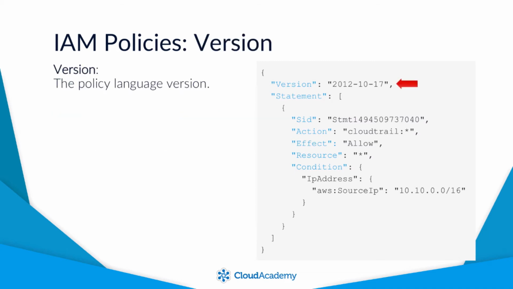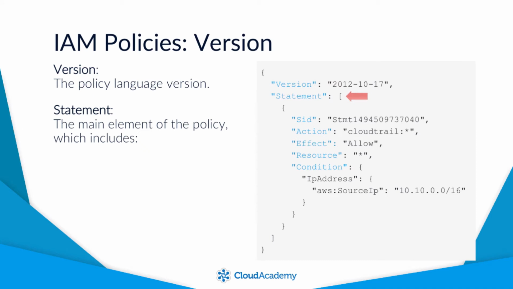The version. This specifies the policy language version, and at the time of writing this course, the current policy version is 2012-10-17. Statement. This defines the main element of the policy, which will also include other sub-elements, including SID, action, effect, resource, and condition. These elements will identify the level of access granted or denied and to which resource. So let's now understand what each of these are for.